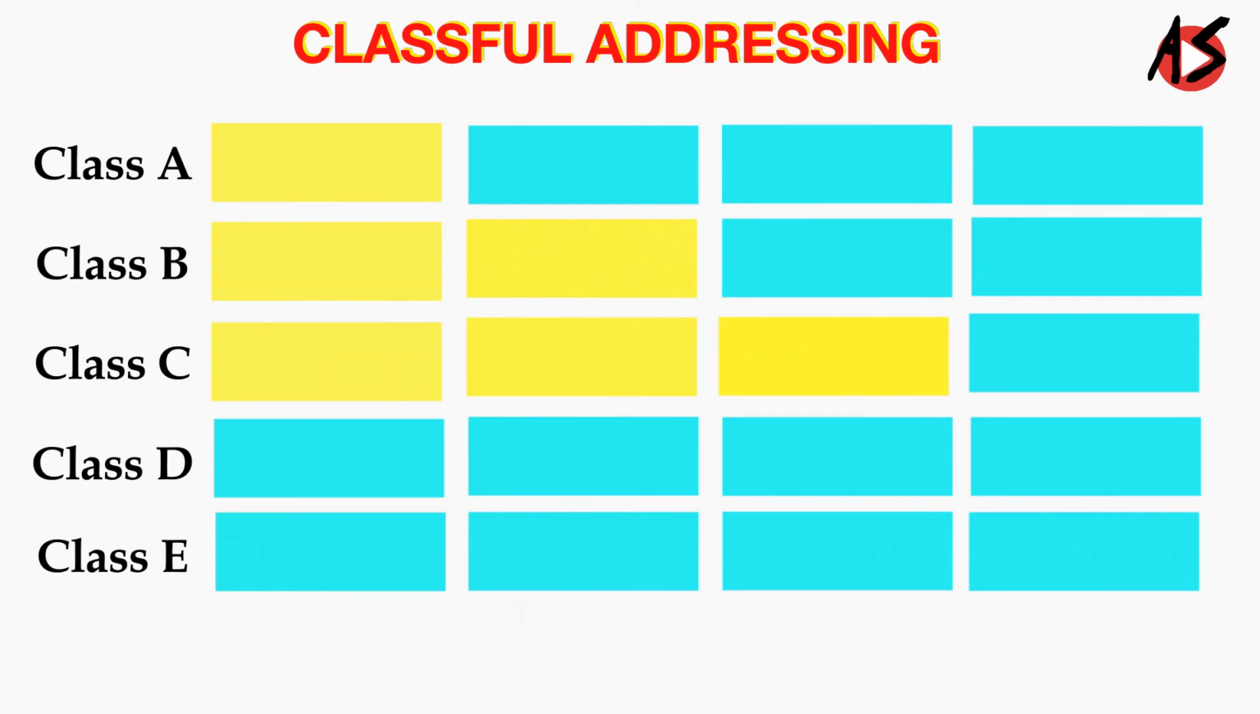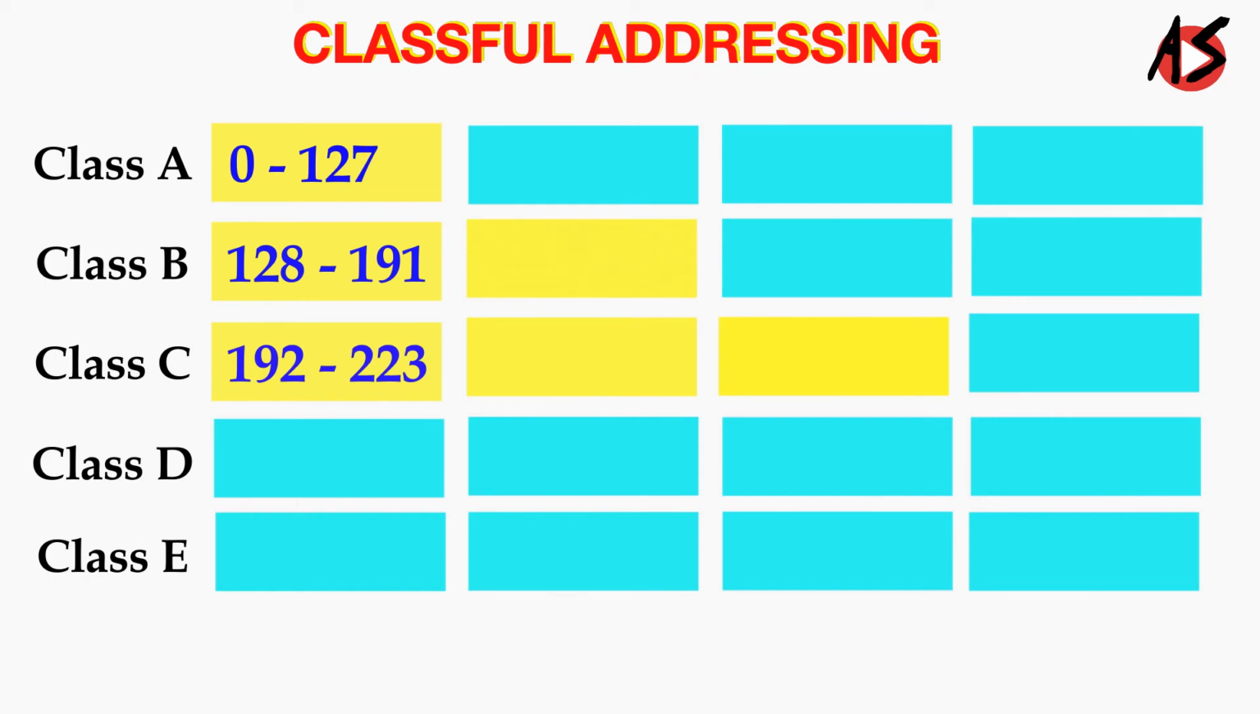If we look at the dotted decimal format, if the first byte value is between 0 and 127, it refers to a class A address, while class B contains 128 to 191. Class C contains 192 to 223. Class D has values between 224 and 239. And for class E, the first byte value is 240 to 255.